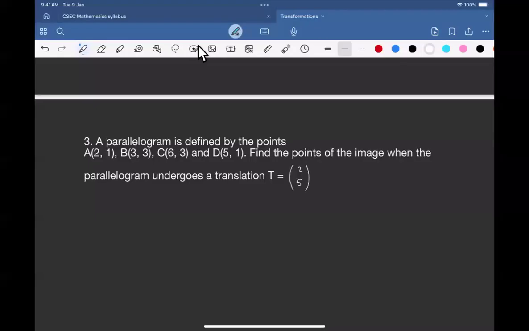Lebron, one of your answers is wrong. See if you can spot it. Check back your addition.